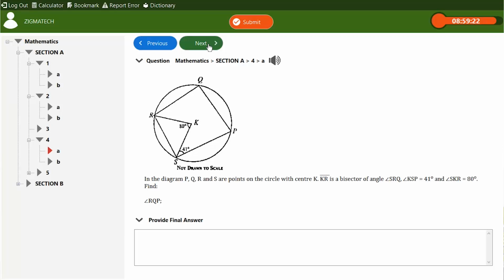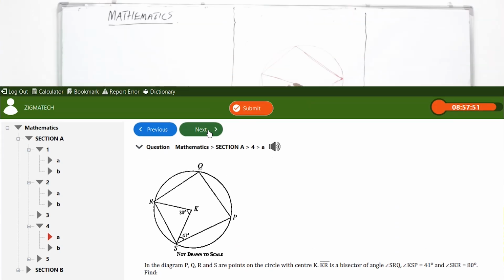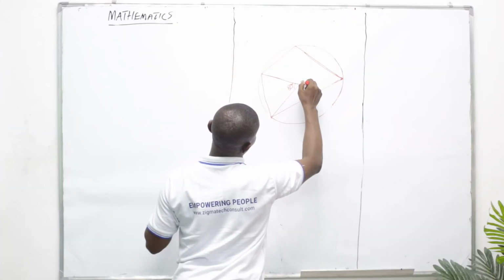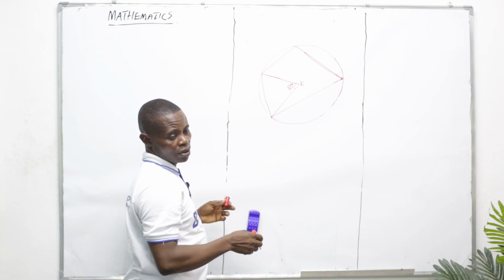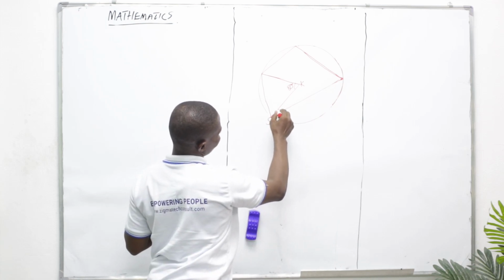Find angle RQP. First of all, you draw. But remember, these days, your question booklet is together with the question, so you don't actually need to draw, except the question is given in words. This is 80 degrees. This is K. This is S. This is 41.